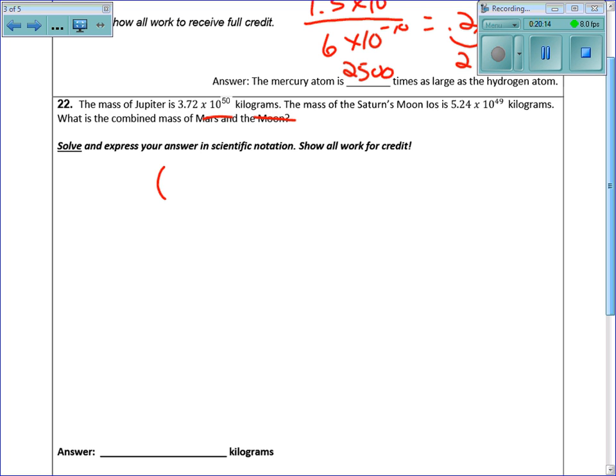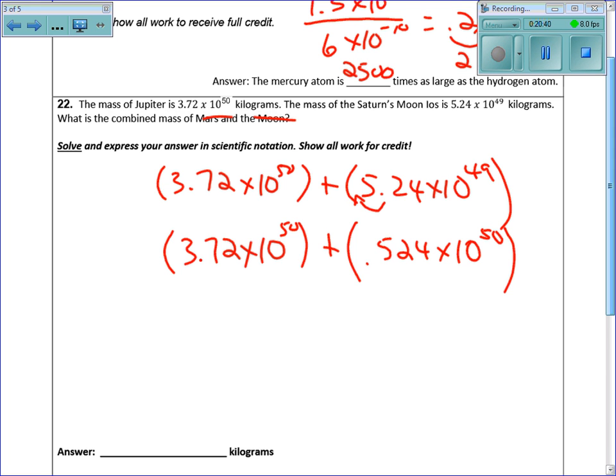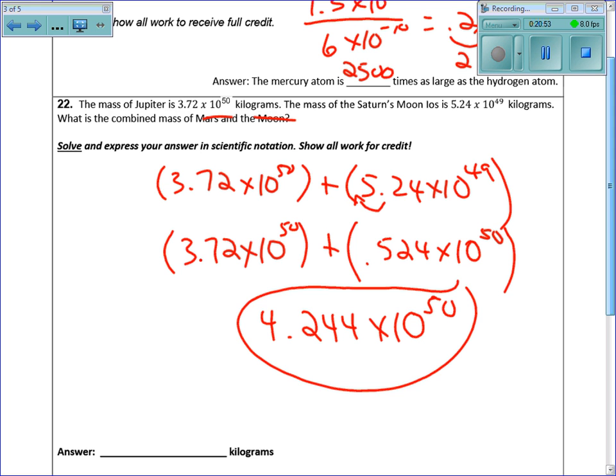So we're adding 3.72 times 10 to the 50th plus 5.24 times 10 to the 49. You are not allowed to add until they're the same exponent, so I leave the first one the same. The second one I can change. By moving the decimal one to the left, it'll become 0.524 times 10 to the 50th. Since I moved the decimal one to the left, the exponent went up to a 50. Add them together, 4.244 times 10 to the 50th. And that is the final answer. Add the coefficients, keep the exponents the same.